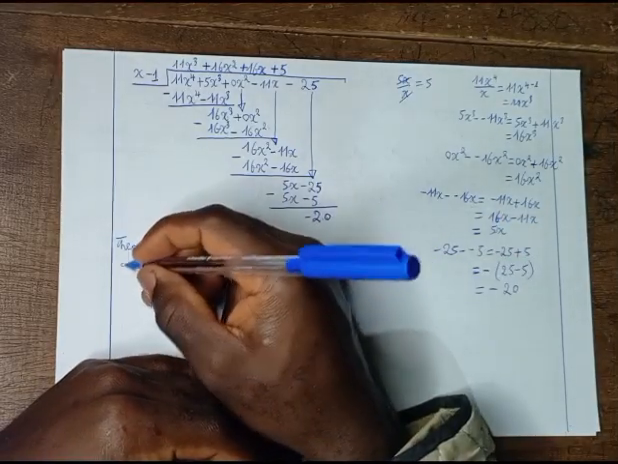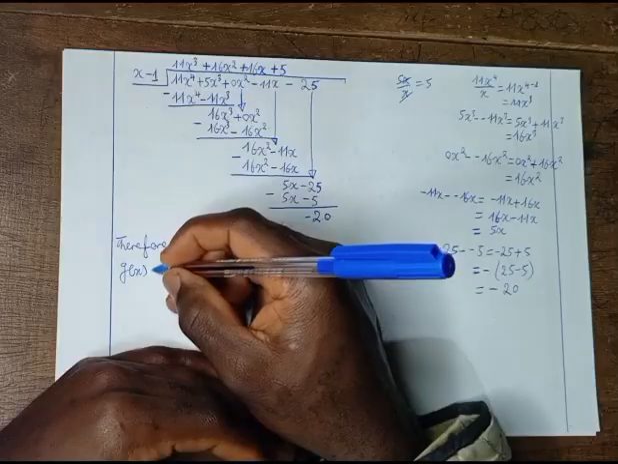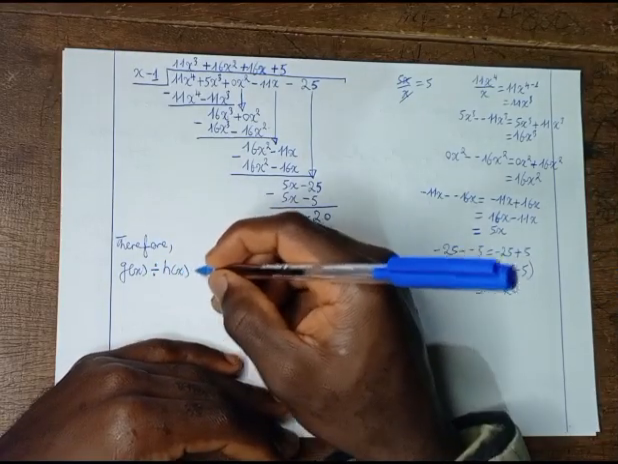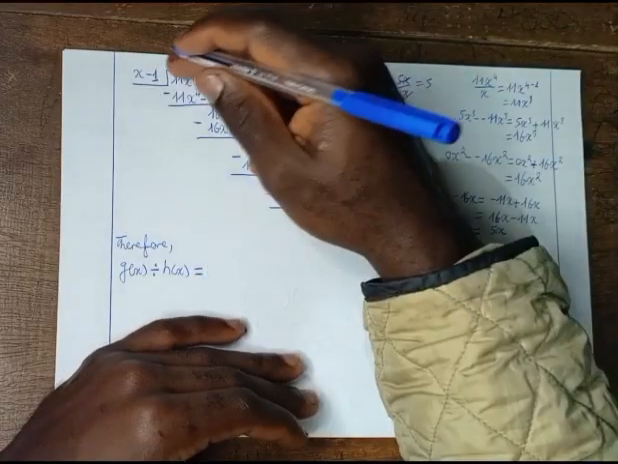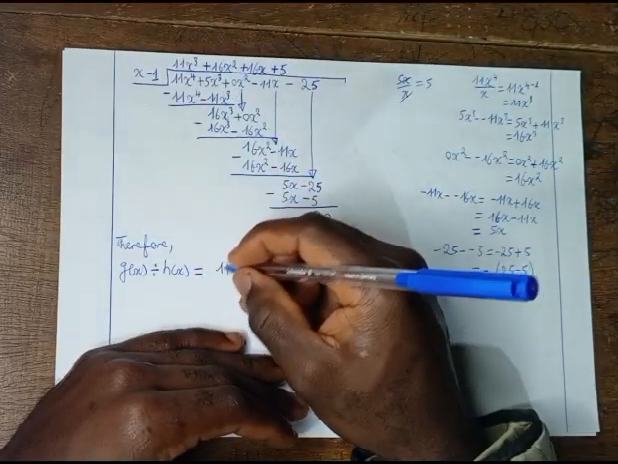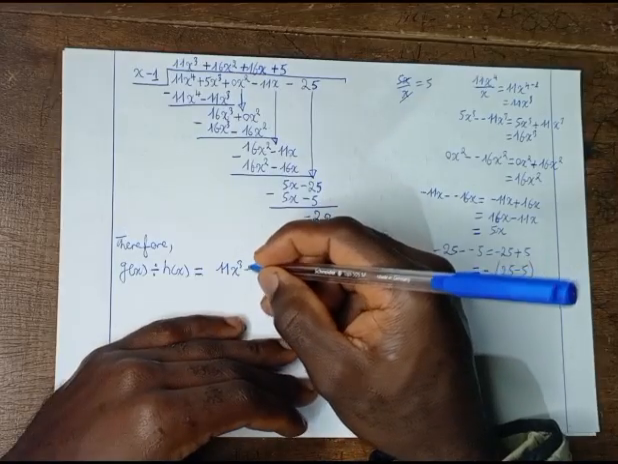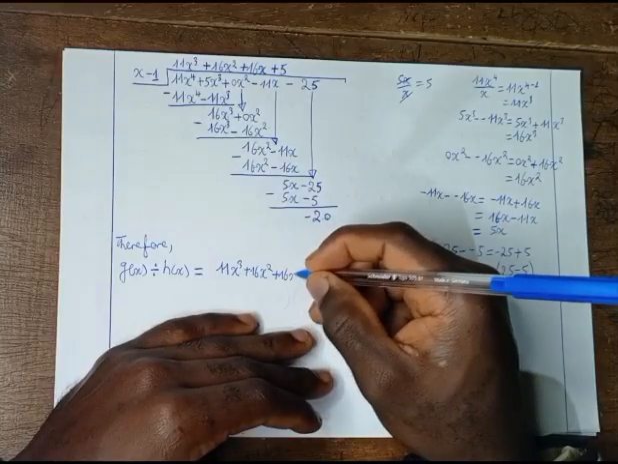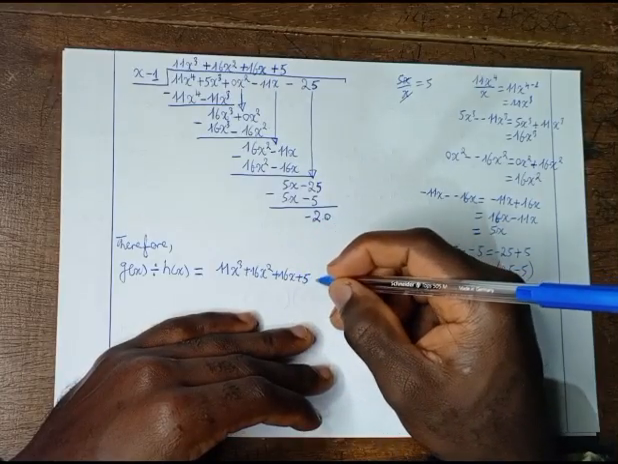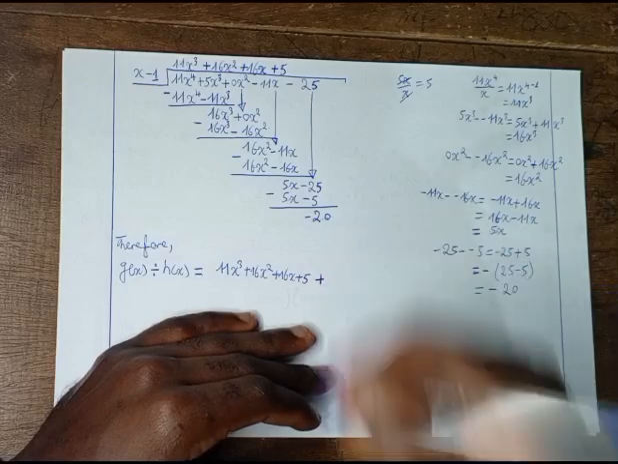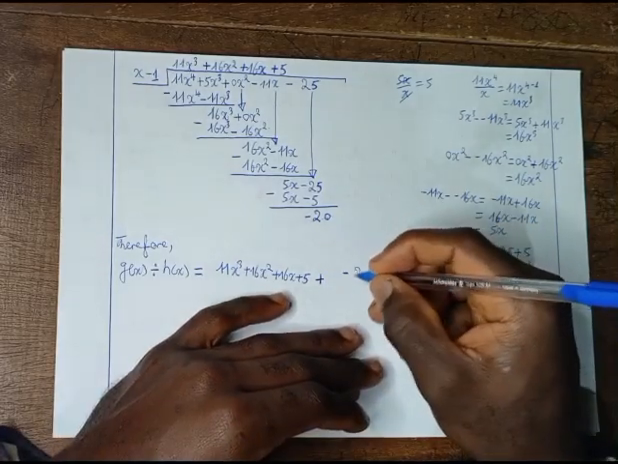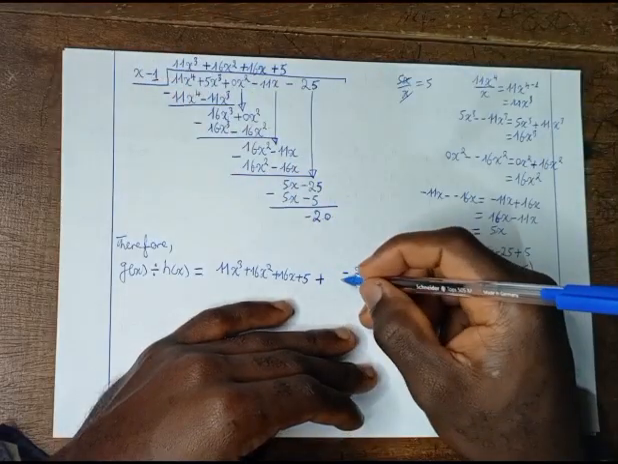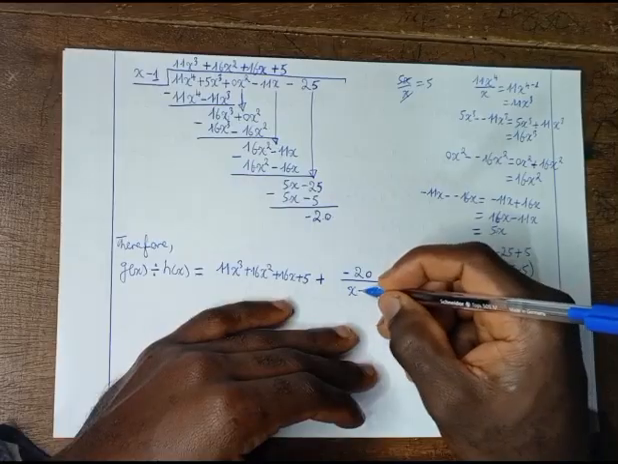Therefore, if we divide the polynomials g of x by h of x, the quotient will simply be 11x cubed plus 16x squared plus 16x plus 5, plus the remainder part. For the remainder we have negative 20, and this negative 20 is to be divided by the polynomial x minus 1.